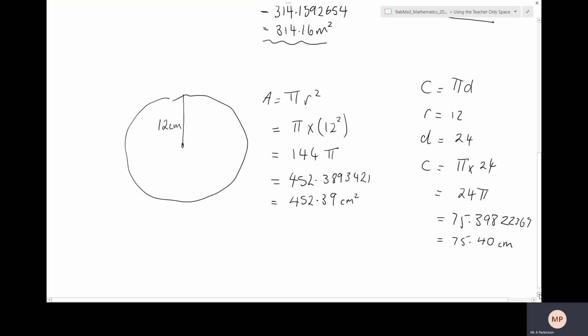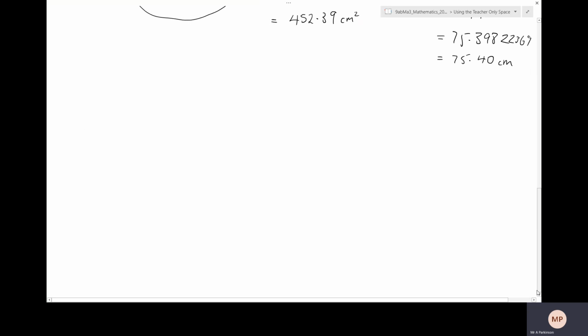Now the only time these things are different is if you need to go backwards. So you know the circumference and you're trying to work out some measurements, or you know the area and you're trying to work out some measurements. So if I've got a circle and I'm told the area is 150 centimeters squared, I can then go backwards. So if I know the area is pi r squared and pi times the radius squared is 150.